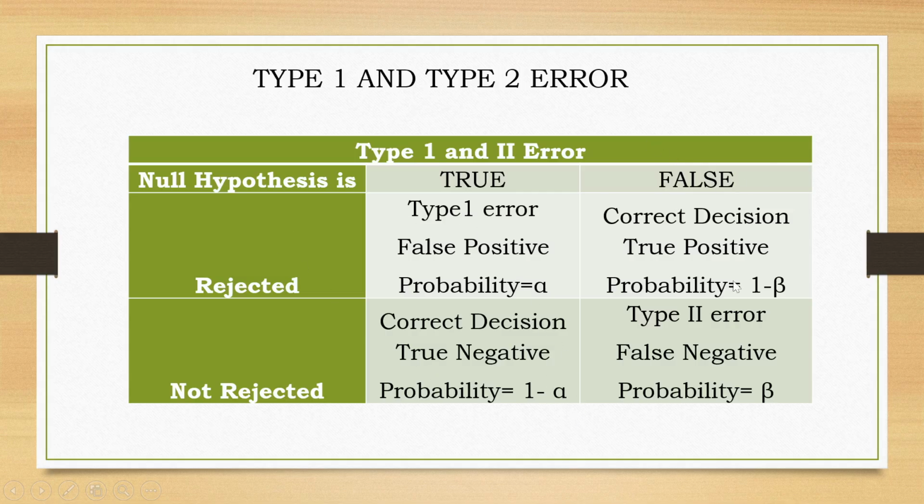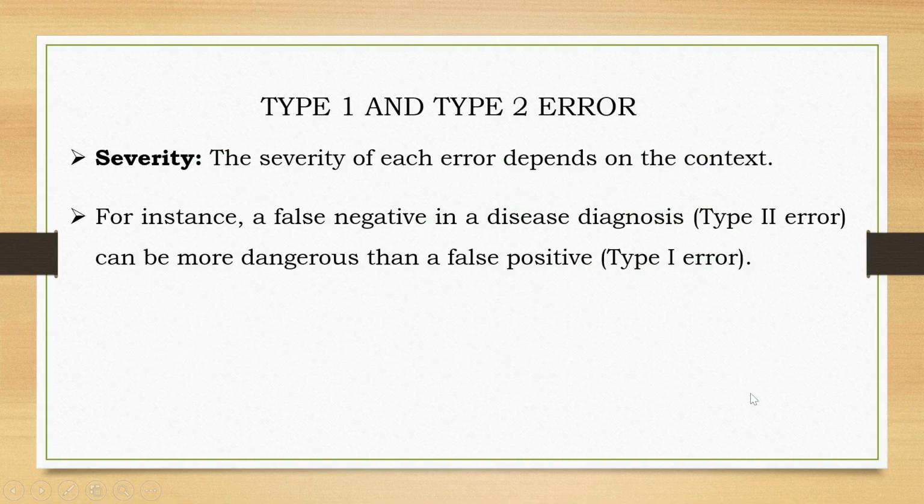So for type 2 error, it is a false negative, when we fail to reject a false null hypothesis, and the probability for this error is called beta. Whereas the correct decision, which is the true positive, because that person had malaria but it was not actually diagnosed, has probability 1 minus beta. So when you add 1 minus beta plus beta, you'll get a probability of 1.